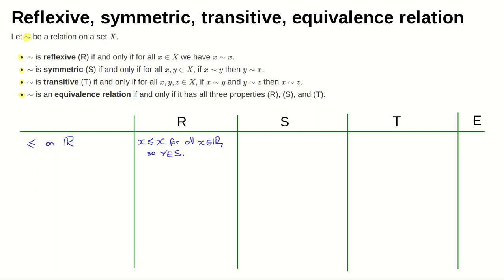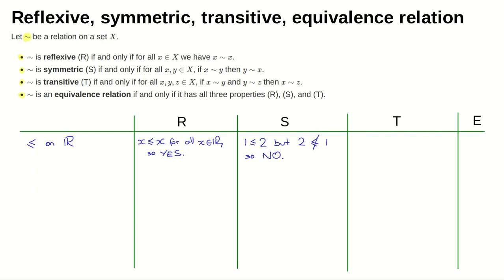Okay, next, symmetry. To check whether this relation is symmetric, we need to know if whenever X is related to Y, is it necessarily true that Y is related to X? And of course the answer is no. 1 is less than or equal to 2, that's true, but 2 is not less than or equal to 1. So this time the answer is no, it's not symmetric.